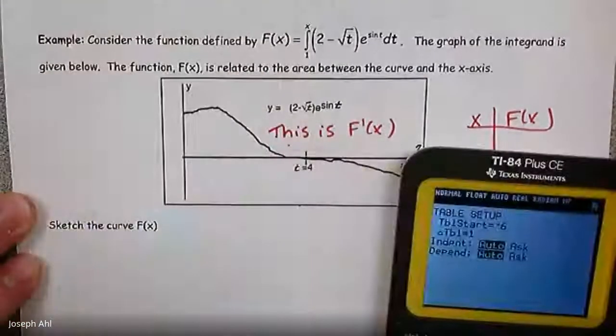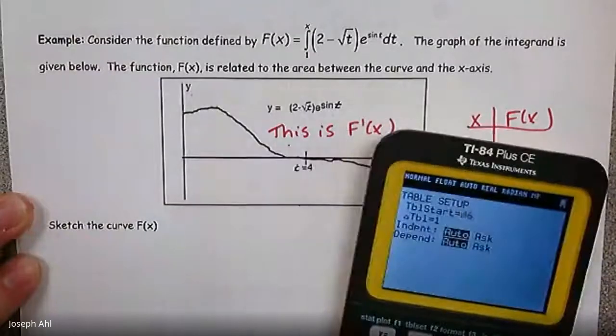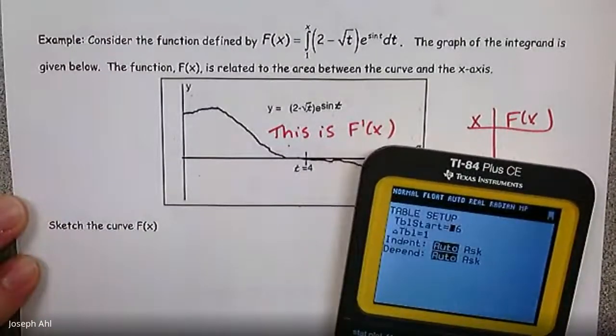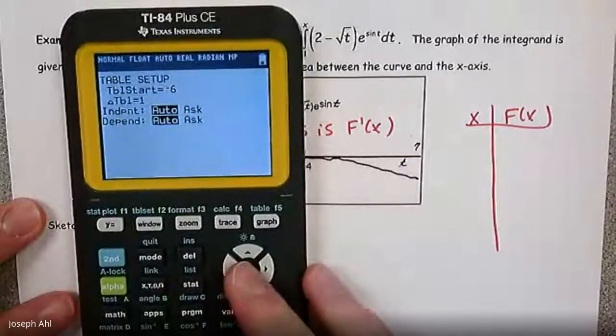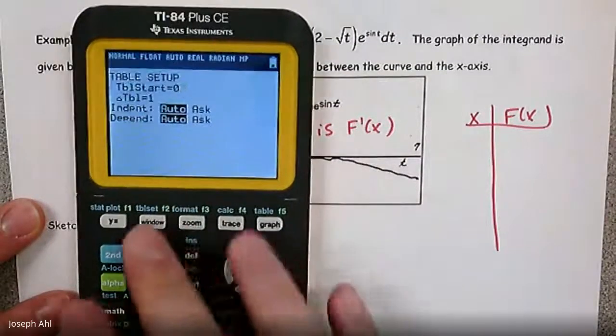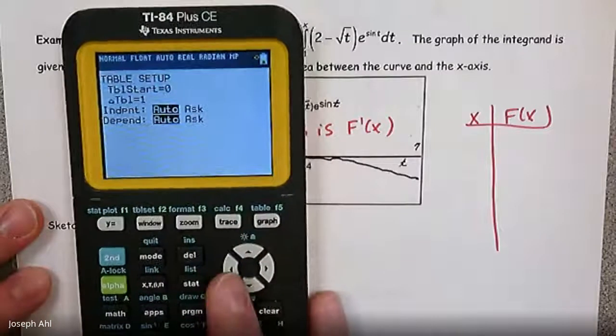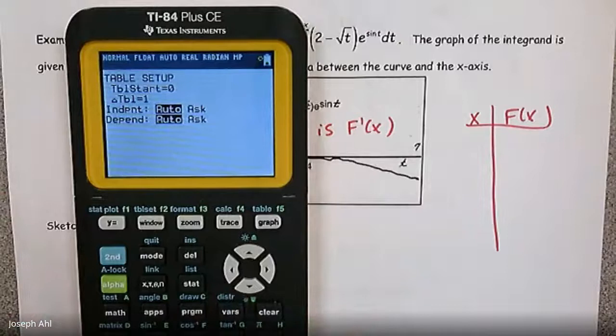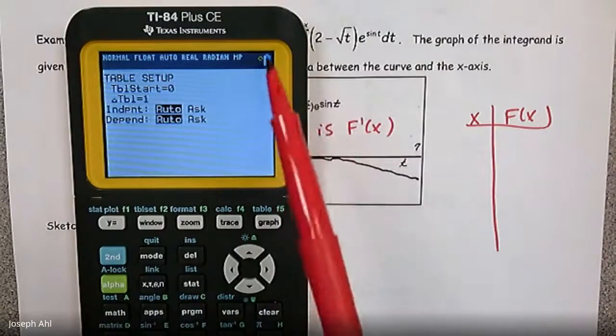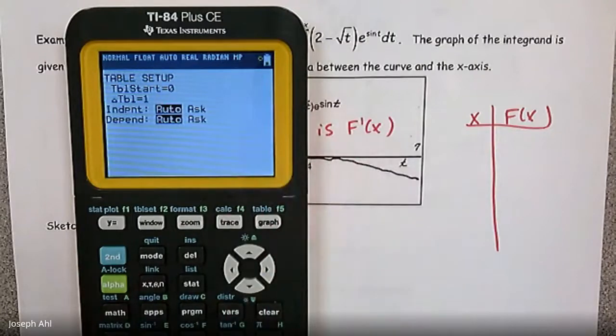Let's see. We want our table to go from, okay, I think we'll start at a table start of 0 here. But if I go to the table, it's going to think a little while because it's calculating all the area under the curve here, that accumulation as time goes on. So don't be too worried if your calculator is really thinking very hard about this.